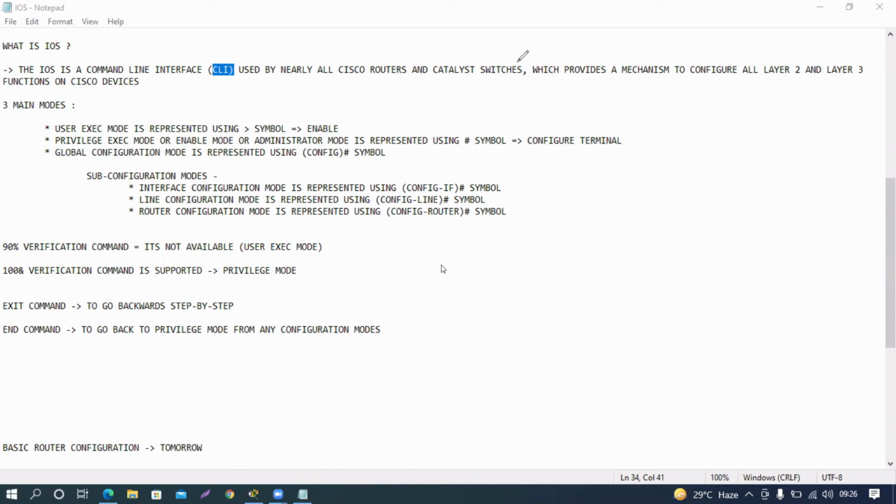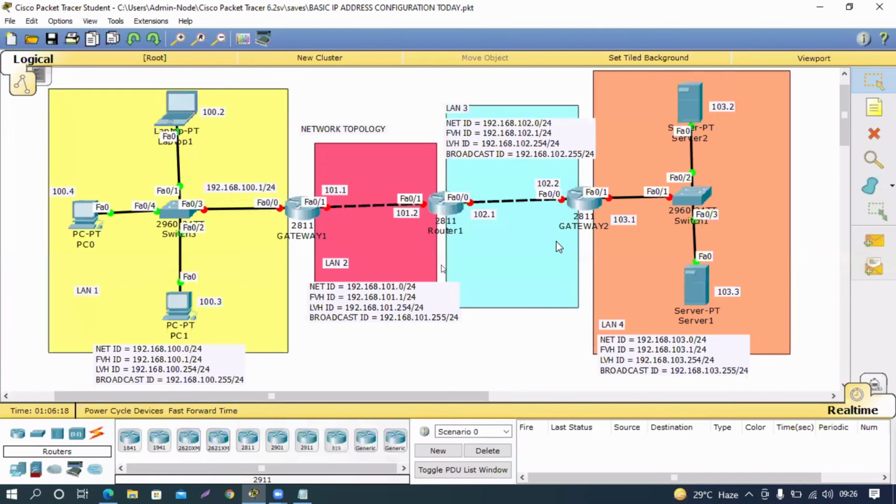Now what exactly I want you to do is draw this topology. This is the network topology that we are going to be configuring. This is your basic configuration on routers we are doing today. I want you to draw this topology, everyone.